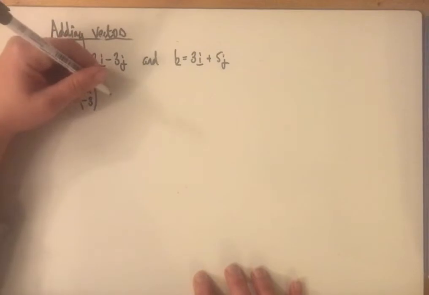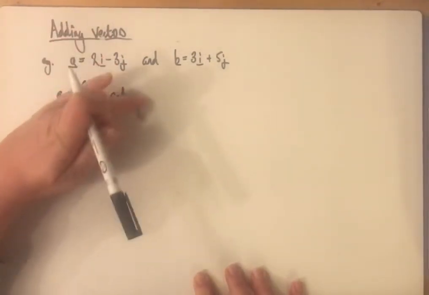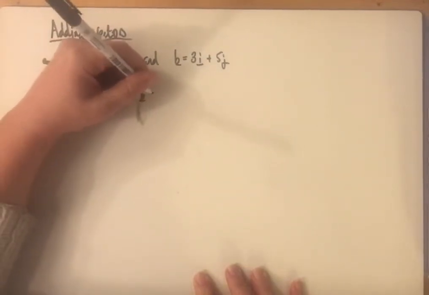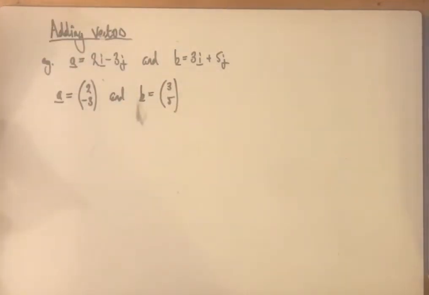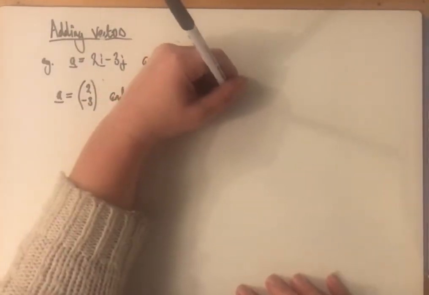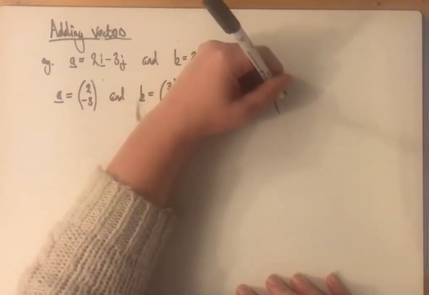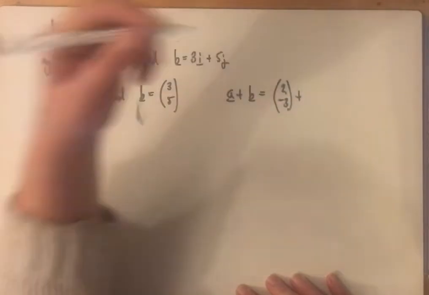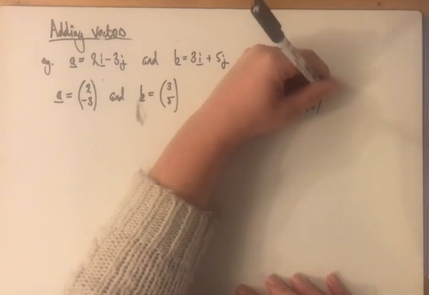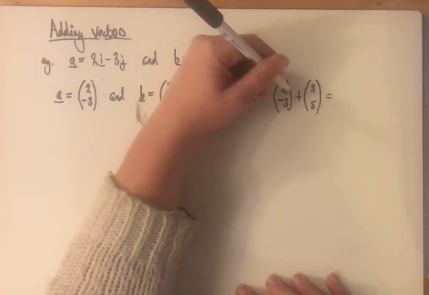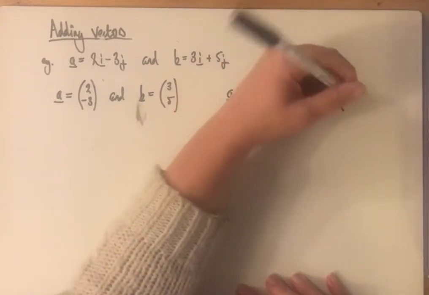So A is 2, minus 3 and B is equal to 3, 5, and then A plus B is equal to 2, minus 3 plus 3, 5. And then you're literally just adding them together. So 2 plus 3 is 5. Minus 3 plus 5 is 2.